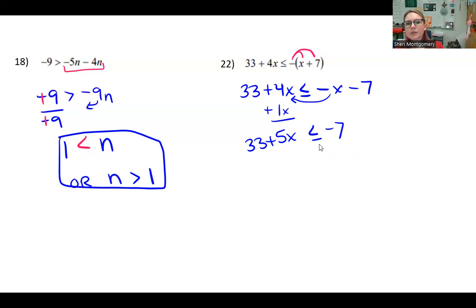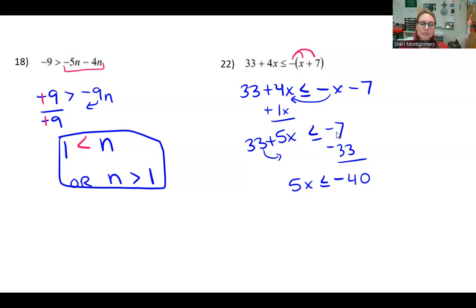So this is a two-step equation now. My goal is to get x by itself. So let's move this 33 to the other side. It's positive, so when we bring it over, we need to subtract 33. So we have -7 and we're getting more negative. So I know my answer is going to be a negative. If we put 7 and 33 together, how much do we have? 40.